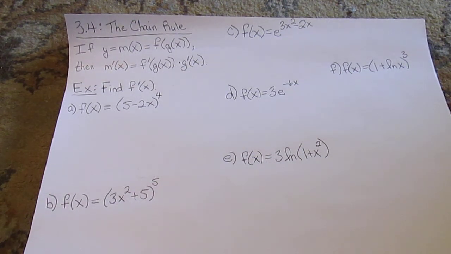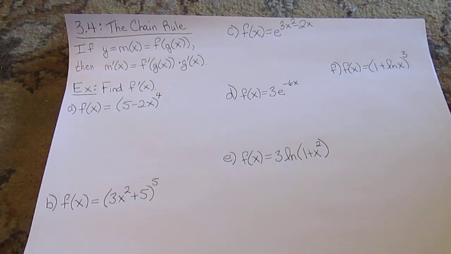3.4, the chain rule. You use the chain rule when you see that there was a composition of functions that happened. Okay, remember composition of functions from college algebra. In the notes, it has a few more examples at the beginning that remind you about composition, so you may want to review that. We're going to just start with the chain rule.